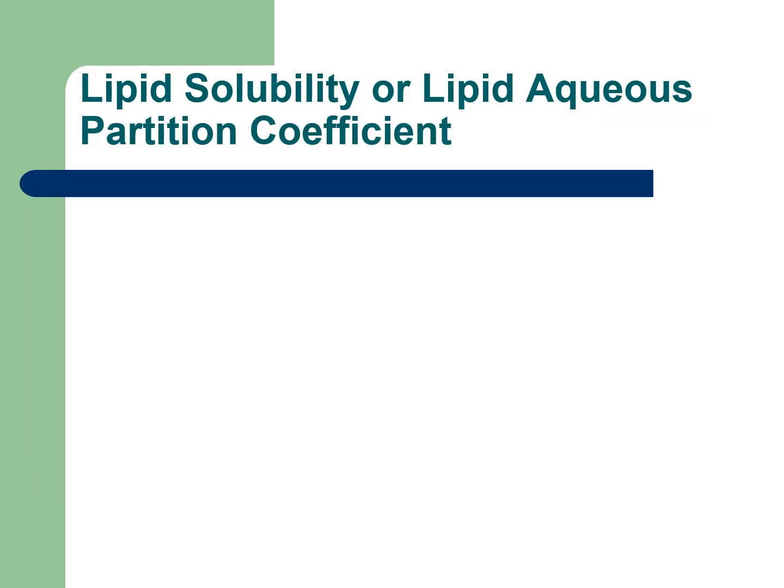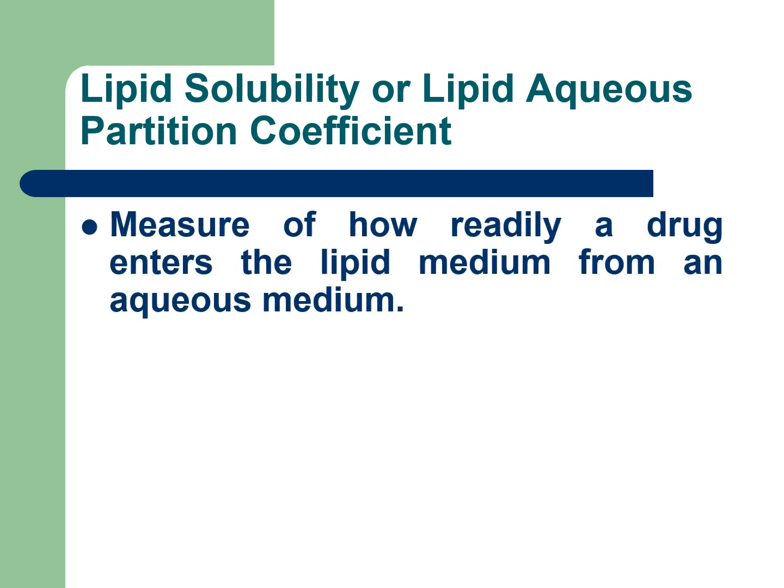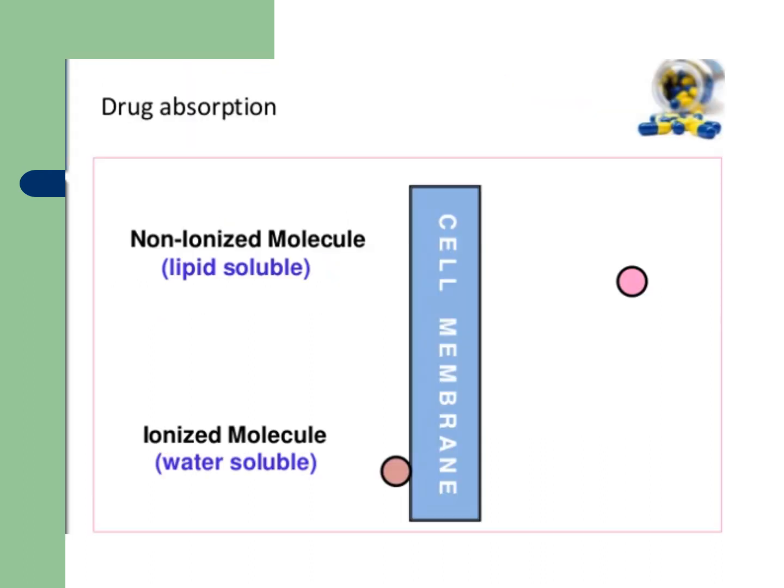Now we move on to the lipid solubility or lipid aqueous partition coefficient. How do we define it? It is the measure of how readily a drug enters the lipid medium from an aqueous medium, which is the most important drug-related factor which affects the rate and extent of absorption. The more the drug is lipid soluble, the more rapidly it is going to be absorbed. So this is a clear-cut diagram showing that the lipid soluble drug is in the non-ionized form and the ionized drug is in the water soluble form, and it cannot cross the cell membrane.